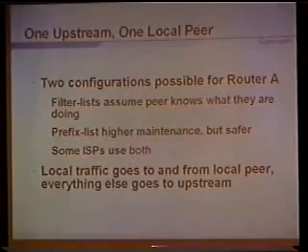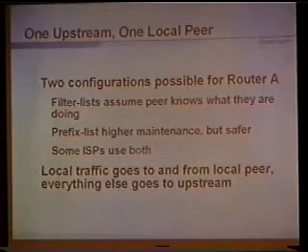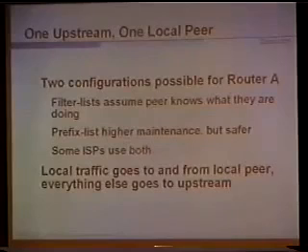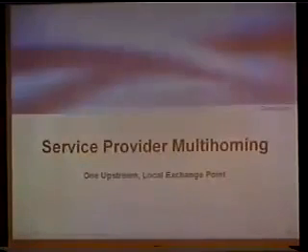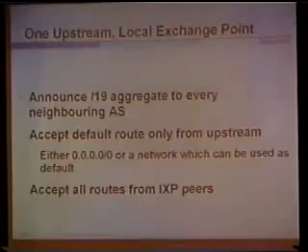You don't. Right. One upstream, one local exchange point. This is very similar, actually. You announce the /19 aggregate to every neighboring AS, accept only the default route from the upstream, accept all routes from the exchange point. I'm assuming this is a reasonably small in-country or in-region, in-state exchange, not an exchange that's carrying about half of the internet routing table.